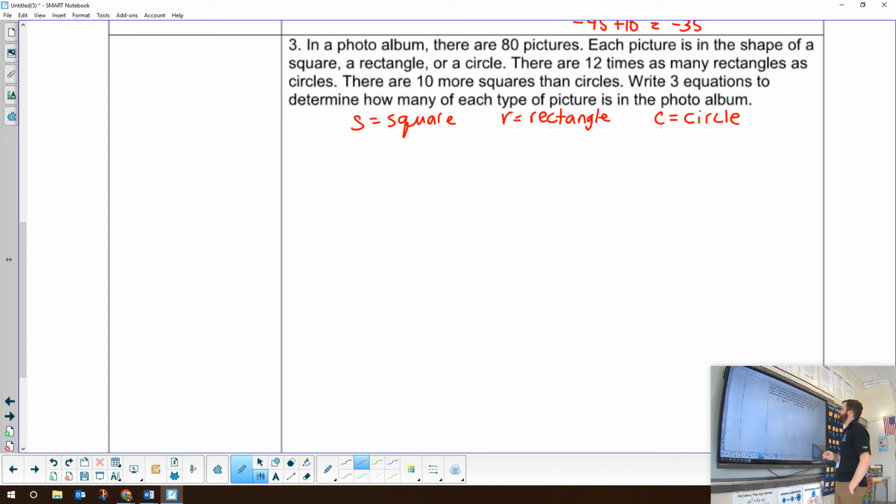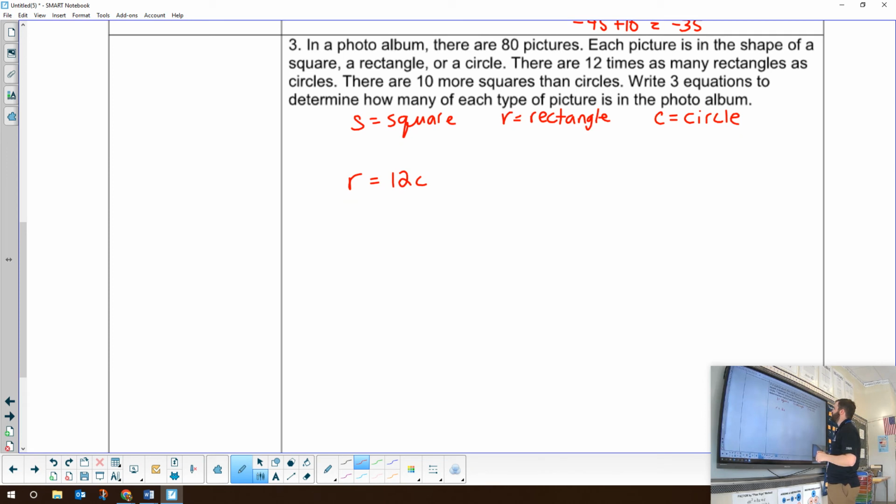Now let's see if I can get these three equations together. So there are 12 times as many rectangles as circles. So remember what we talked about yesterday, where it says 12 times as many rectangles? That means we're going to write it like this: rectangles equals 12 times the number of circles. Because I have a whole lot more rectangles, I need to multiply my circles to reach that number. Okay, so that was that first equation.